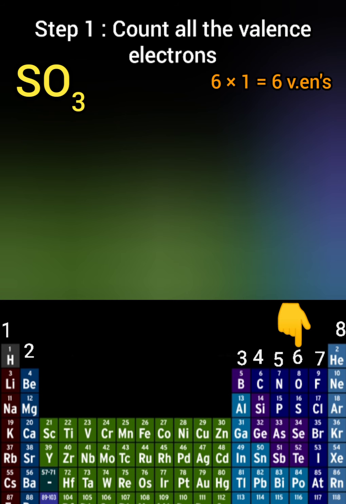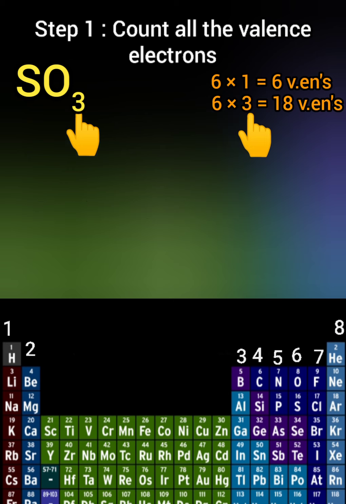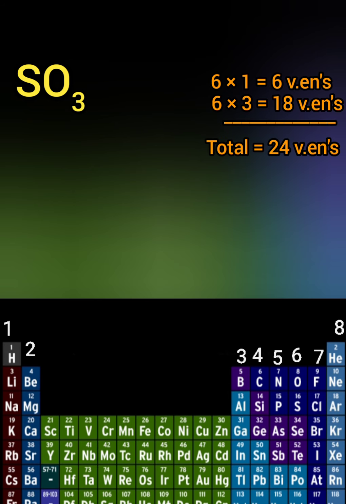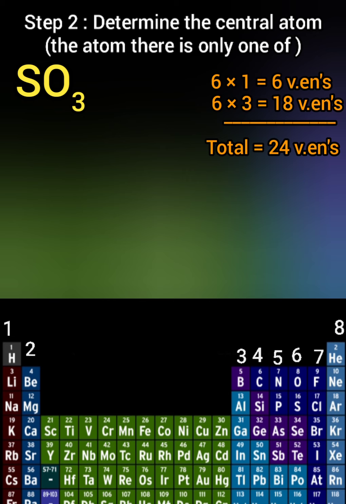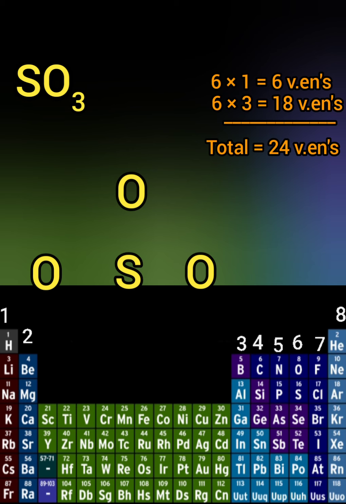It is also in the 6th column. The valency of oxygen is 6, times the number of oxygen atoms present in this molecule, 3, equals 18. Therefore, the total valence electrons of this sulfur trioxide is 6 plus 18 equals 24. Step 2. Determine the central atom, the atom there is only one of. This time sulfur is the central atom because there is only one sulfur in the molecule. We write sulfur in the middle with 3 oxygen atoms all around it.